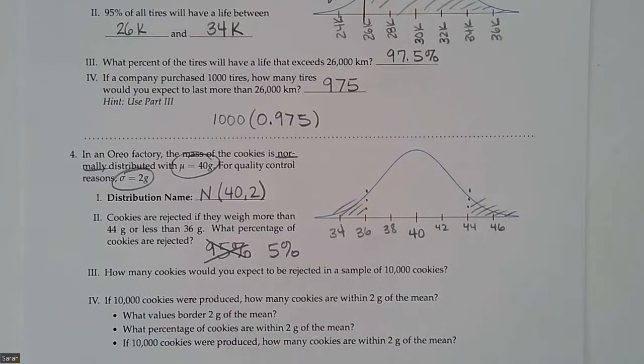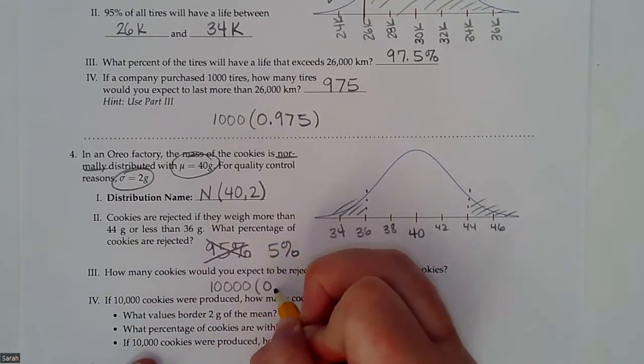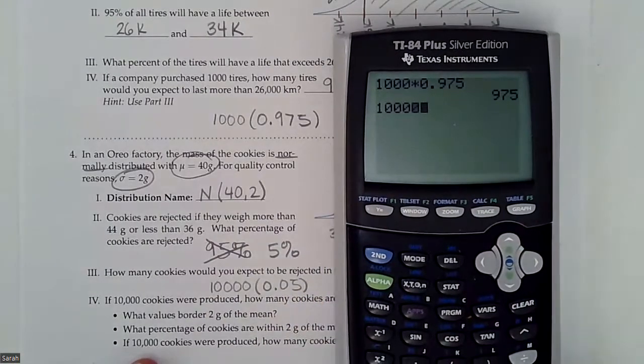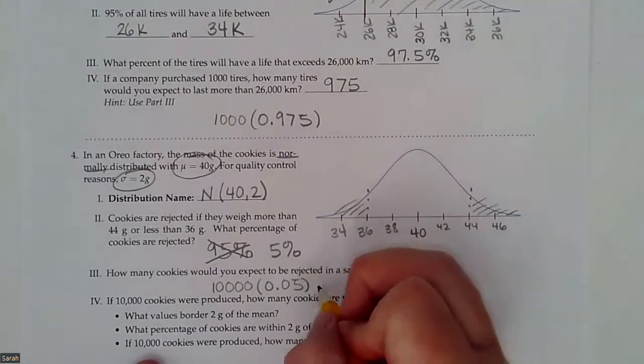Okay, how many cookies would you expect to be rejected in a sample of 10,000? So I'll take that 10,000, and I'll multiply it by 0.05. And so we get that 500 of those cookies we're going to expect to reject.